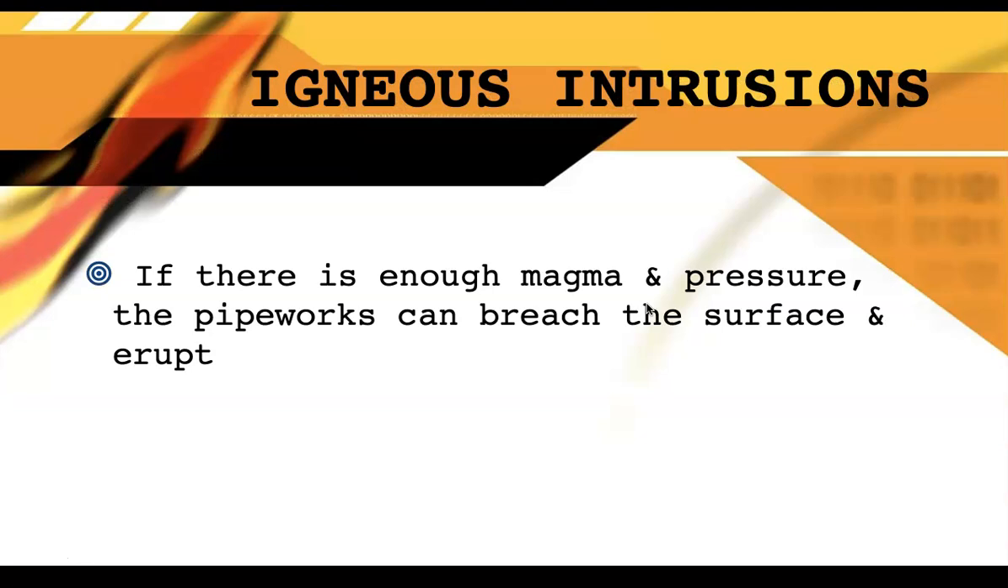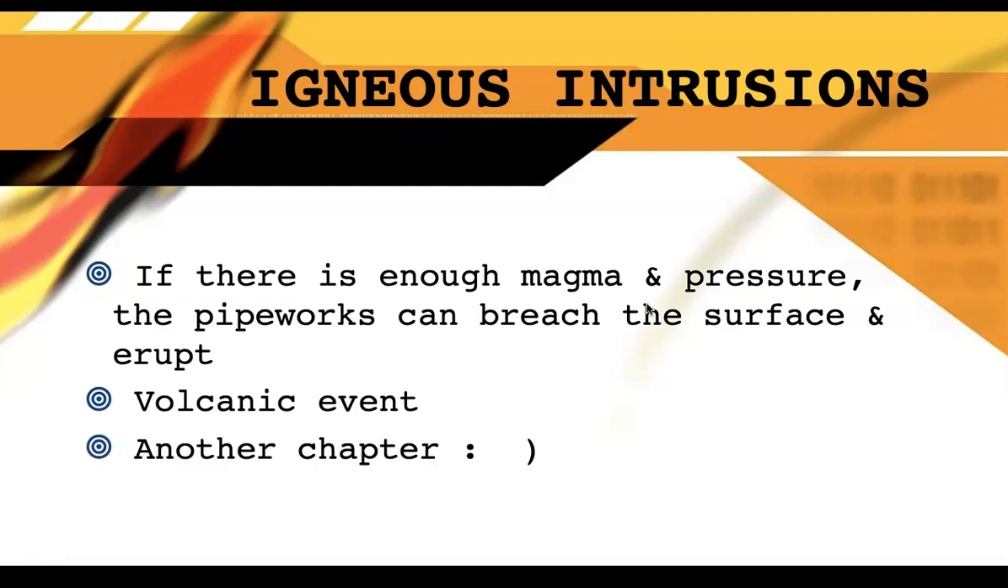So, back to what that diagram showed us a couple minutes ago, and I did not acknowledge. If there's enough magma and pressure, that pipe can work its way through and poke out at the surface and erupt. We call that a volcanic event. And as I indicated a few minutes ago, volcanoes get their own chapters. So that's where we'll be heading next.